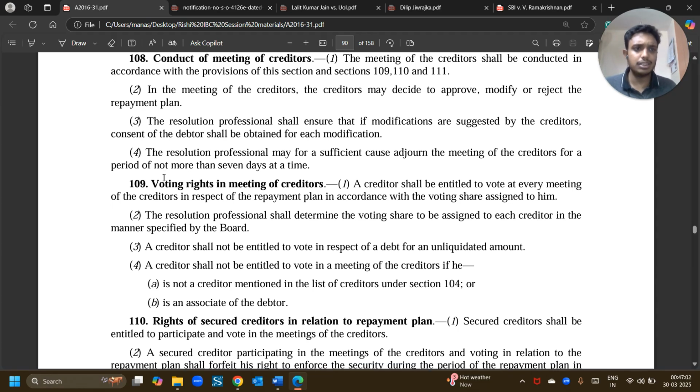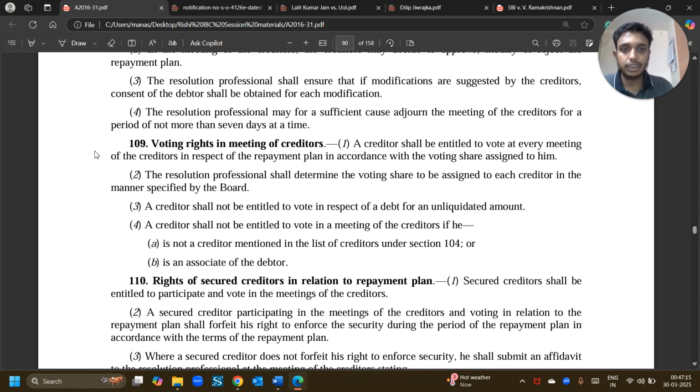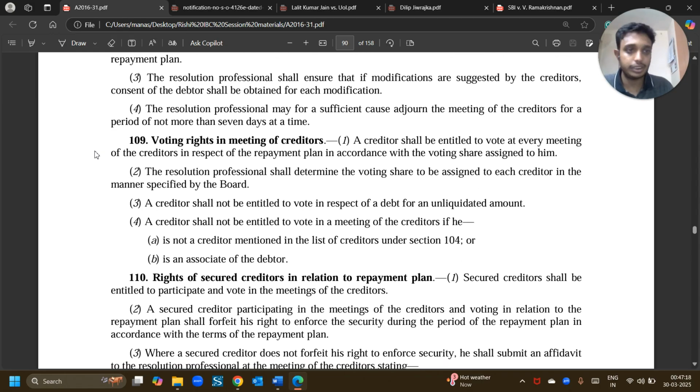Because that is the reason the meeting is being convened, right? To consider the repayment plan and to see whether it can be approved as is, whether it requires any modifications, additions, deletions, etc. Subsection 3 says the RP shall ensure that if modifications are suggested, consent of the debtors shall be obtained for each modification.